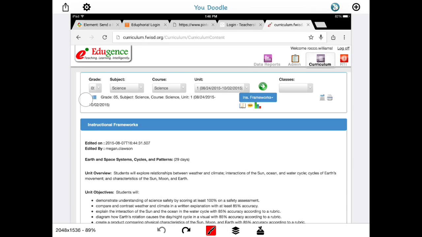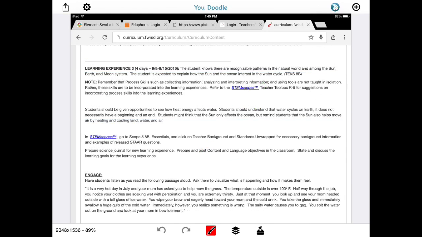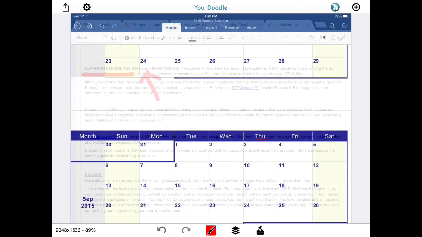Here, I've selected 5th grade, Science, Unit 1. You can also see that there is a recommended amount of days that unit should take. Here, this unit should take 29 days. The units are broken down into learning experiences. There is also a recommended number of days that each learning experience should take. Here you can see that this learning experience should take about 4 days.